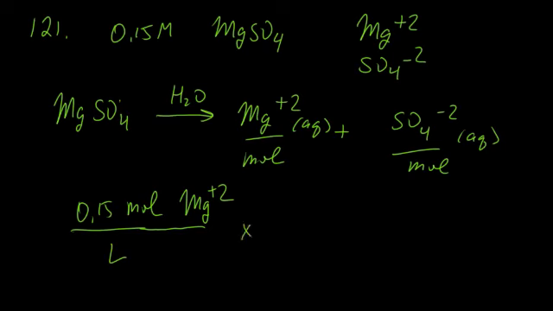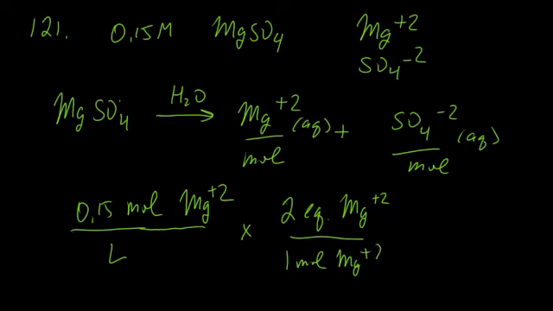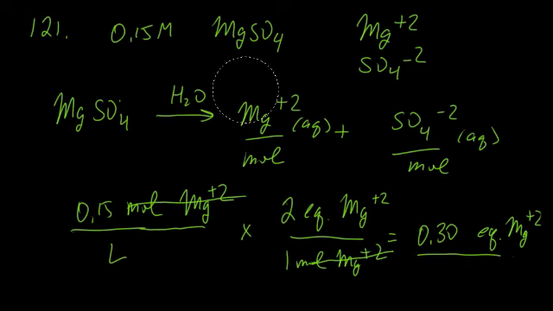And since it is +2, it is going to be 2 equivalents for every mole of Mg +2. So moles of Mg +2, and we're going to get equivalents of Mg +2. So 0.15 times 2 is going to give us 0.30 equivalents of Mg for every liter. Oh, I just moved to an eraser, and that's not going to help us do this problem. All right, so 0.30 equivalents of Mg +2 for every liter.